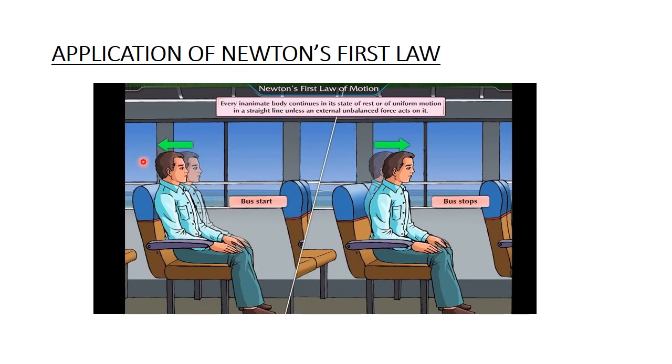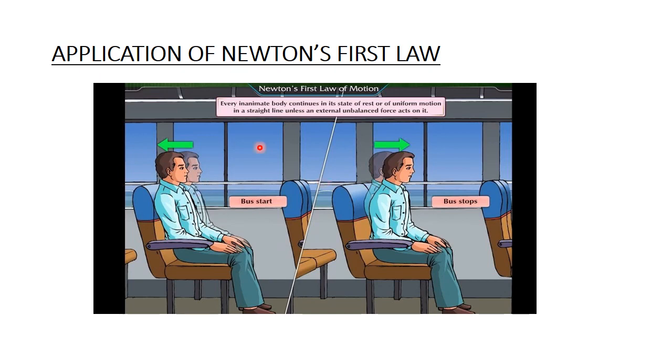Why? Because when the bus starts, the feet also get the velocity of the bus, because the feet are in contact with the floorboard of the bus. Now the bus begins to move, so that velocity comes to the feet also. But in the upper part of the body, there is no velocity. So the passenger would fall in the backward direction.